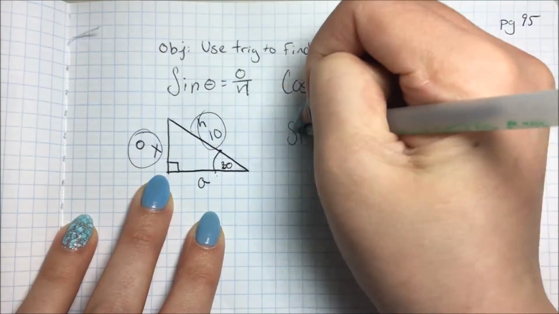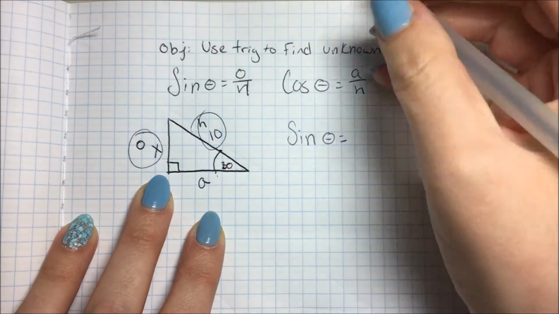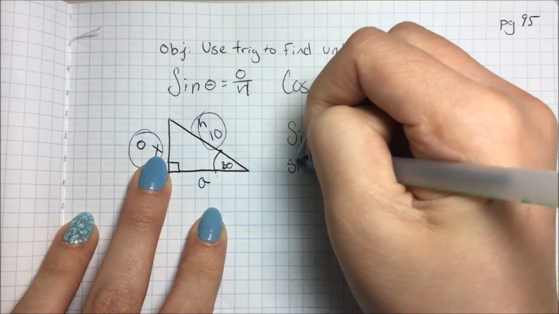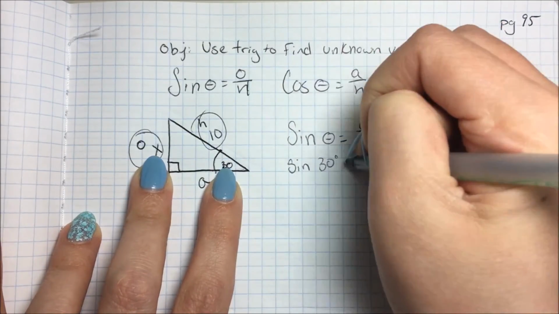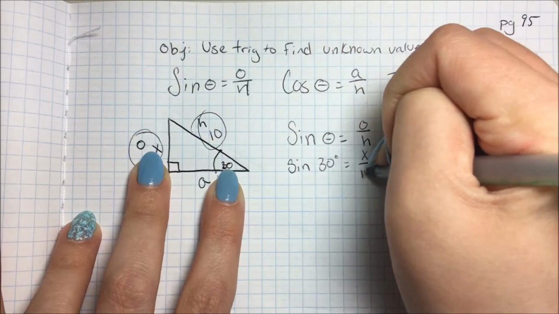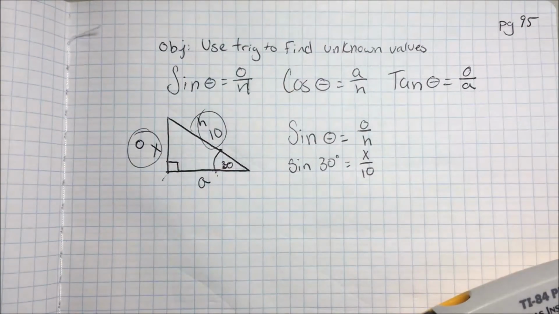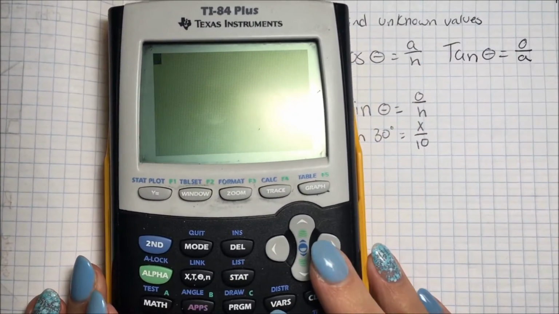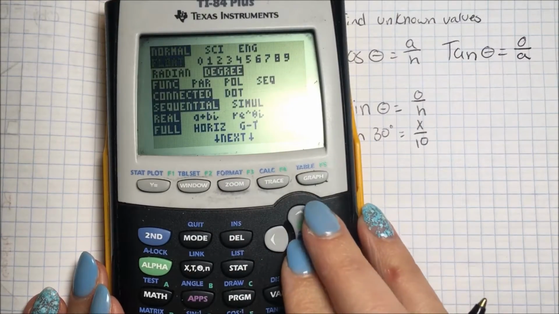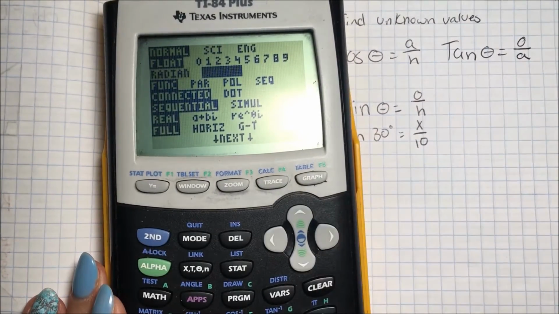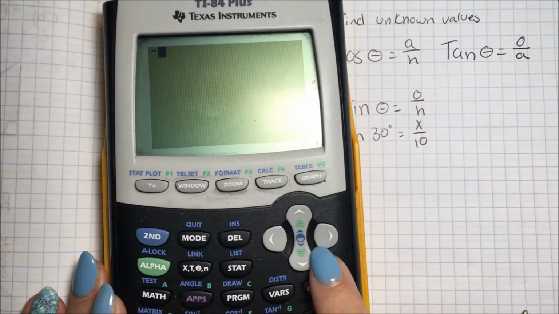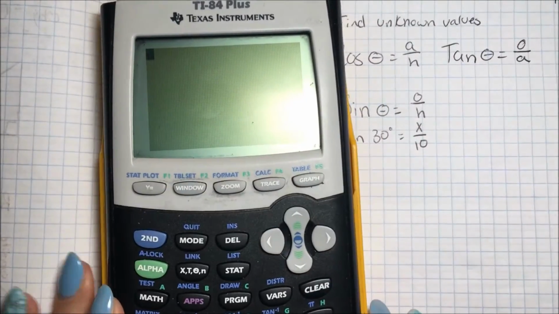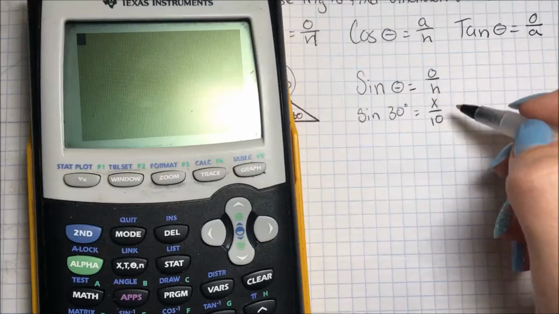So I'm going to use sine to find x. So the sine of 30, that's my angle measure, is x over 10. My calculator is actually going to help me out with this. The first thing I need to do in my graphing calculator is go to mode and make sure it's on degree. To get out of that screen, I'm going to press second mode, and that gets me back to the blank screen. So what I'm going to do is solve for x.